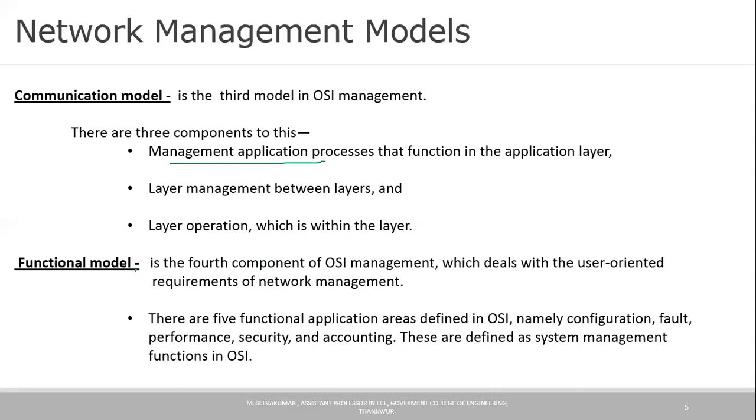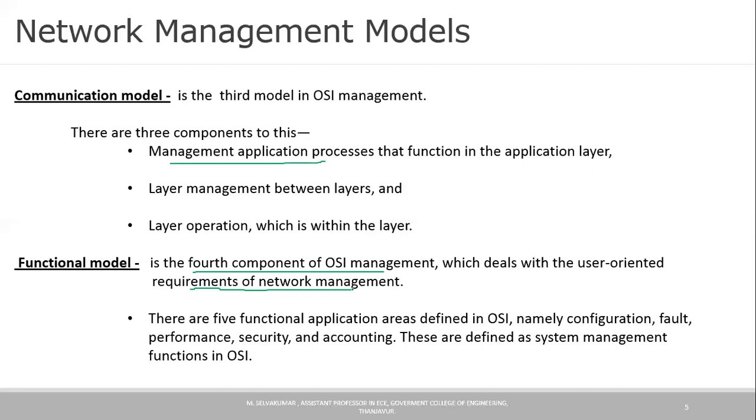Next one is the functional model. This is the fourth component of the OSI management, which deals with the user-oriented requirements of the network management. User-oriented requirements of network management means, what do the users need? Users need performance, getting the pay bill and accounting of the users, how much data they have used, and any fault that occurs should be restored immediately.